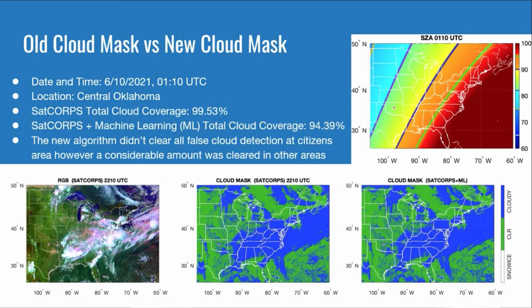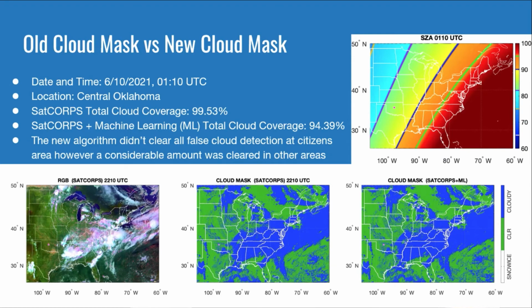So now I'm going to get into what the new cloud mask looks like with our machine learning algorithm. This is the case we looked at, essentially the whole slideshow, but there will be more cases as well. But I thought I should touch on this one. Initially, where a citizen is located in the middle of Oklahoma, there's a 99.53% cloud cover where they're at. And with the new algorithm, it didn't clear it up massively.